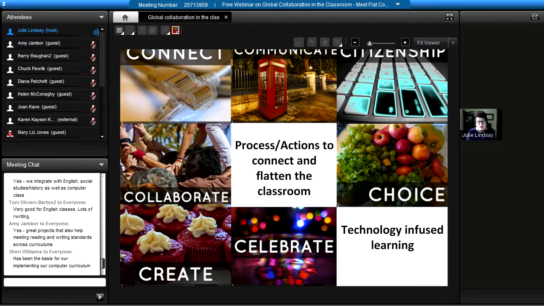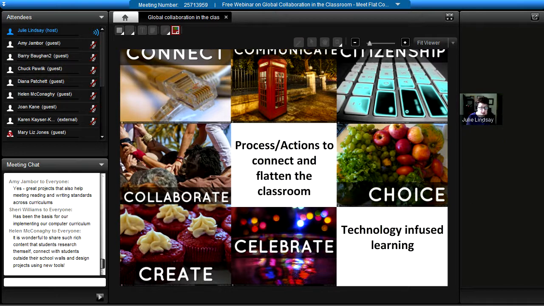So when we talk about technology-infused learning, these are some of the steps that we use at Flat Connections. We need to be able to connect. We need to be able to communicate. We need to look at digital citizenship. How do we collaborate, and what does that look like? Who's contributing to the collaborations? We need to look at choice. What are the choices that teachers and students have for these collaborations? What are we creating? How are we creating it? And how do we then celebrate? And celebrate also includes reflection and evaluation.